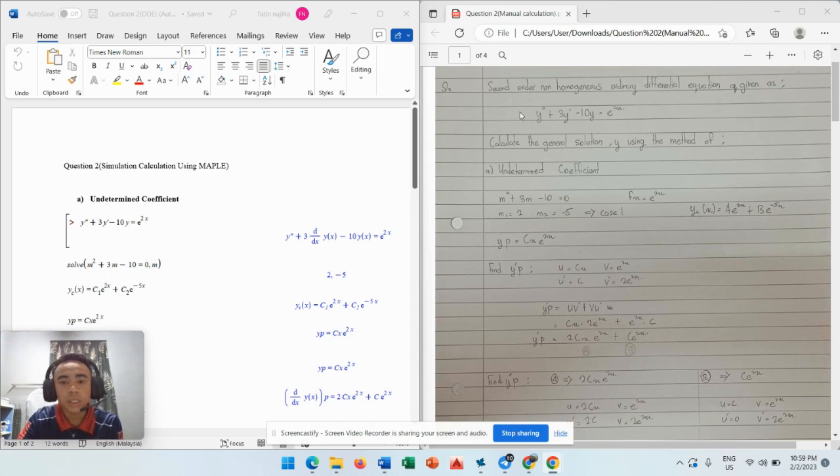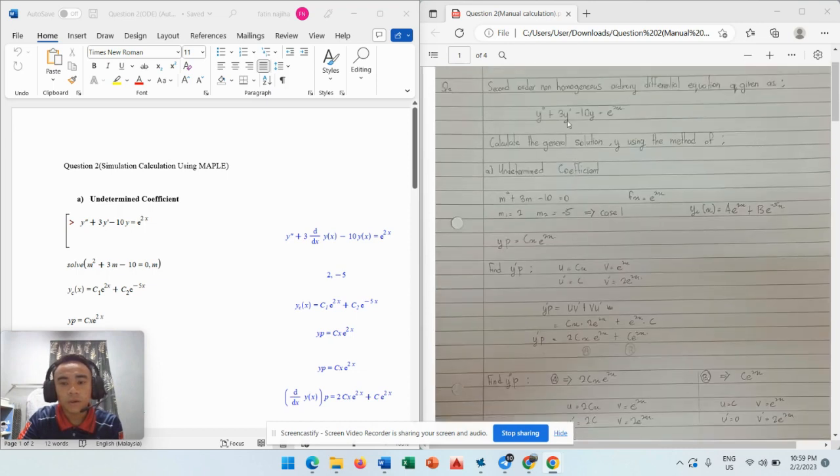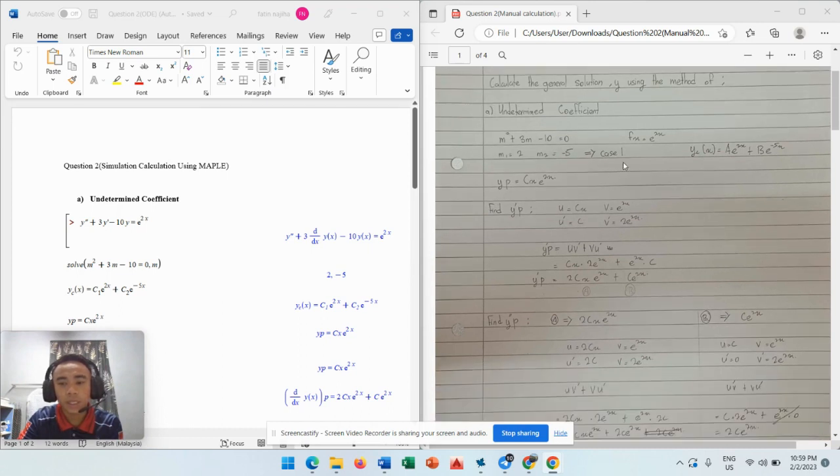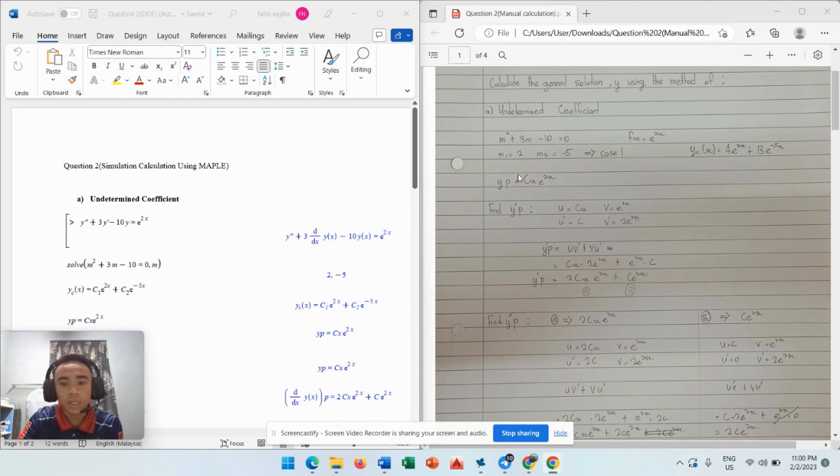Okay, the question is calculate the general solution using the method of undetermined coefficients. Okay, first of all, we need to find the roots from the question, and we can find it is case 1. It is because m1 and m2 are not the same. Okay, next, we need to find yp, and yp is Cx exponent to x.